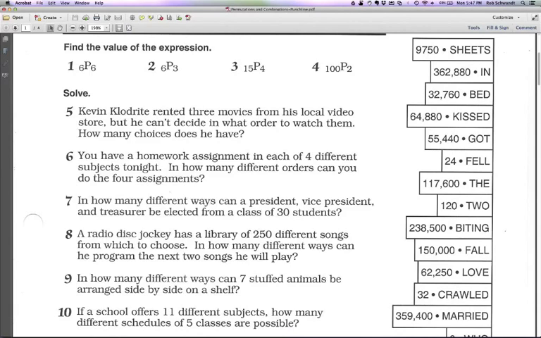Okay, so Kevin Claude Wright rented 3 movies from his local video store. Again, you can see how old this worksheet is. No one does that. But he can't decide in what order to watch them. How many choices does he have?